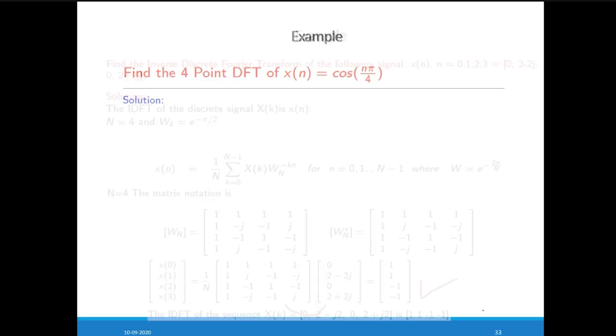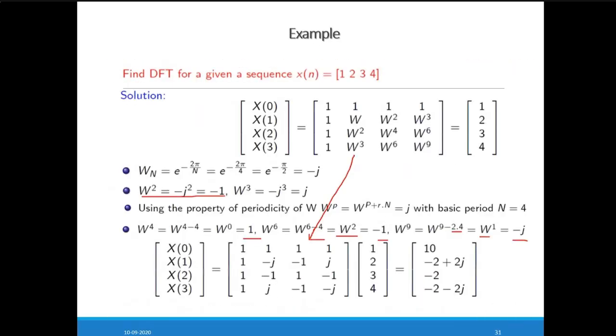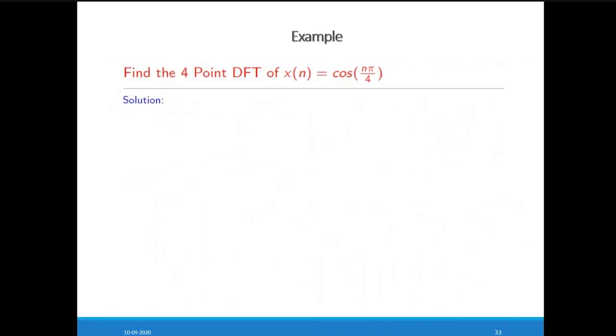In the previous examples, when we calculated the DFT, what happened? Values were directly given to you: x of n is equal to 1, 2, 3, 4. But here an equation is given. You have to solve that equation first and find the four values. How to calculate the four values? First, we apply n is equal to 0 and find the value of cos n pi by 4. Then take n is equal to 1, then n is equal to 2, and so on till n is equal to 3. So what is the value of x of 0, and of x of 1? This way you get the four total values.